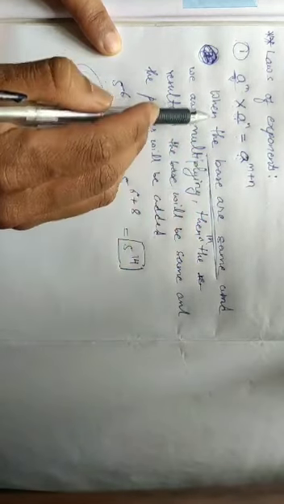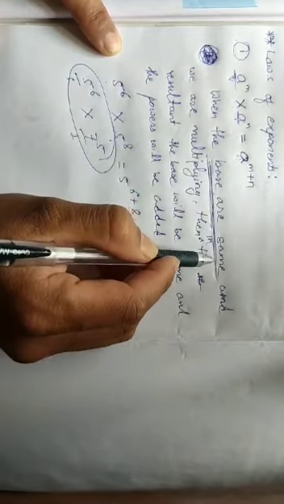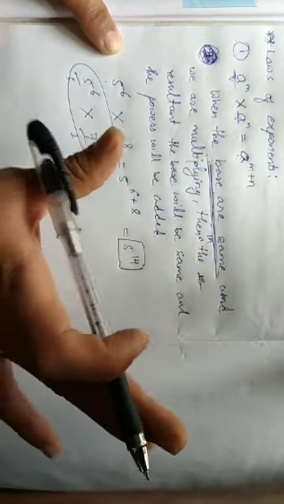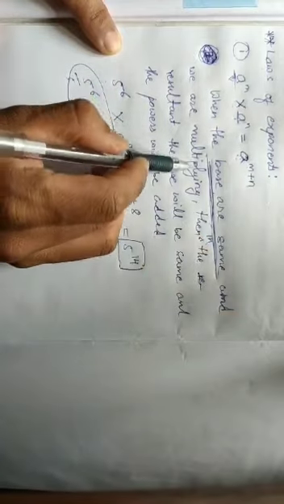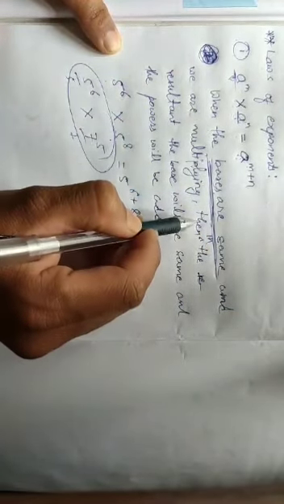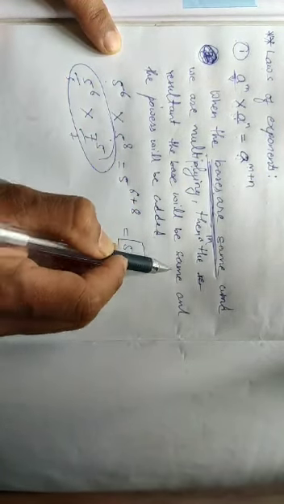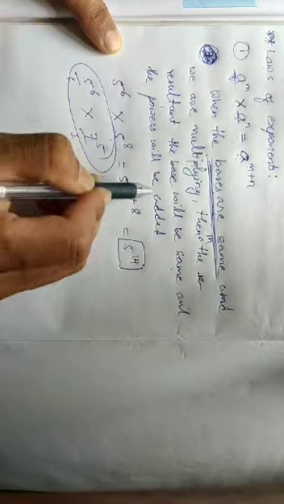Understood? See, I have underlined this, the bases are same. So the main thing is the base should be the same. When the bases are the same and we are multiplying, then in the resultant the base will be the same and the powers will be added.